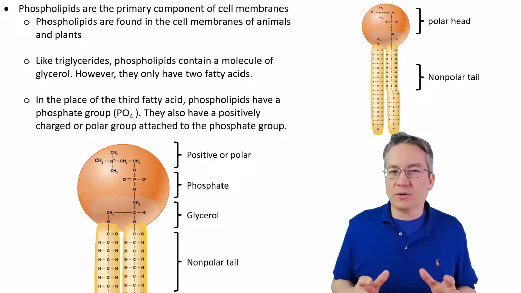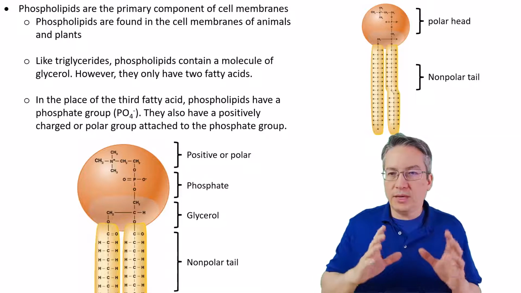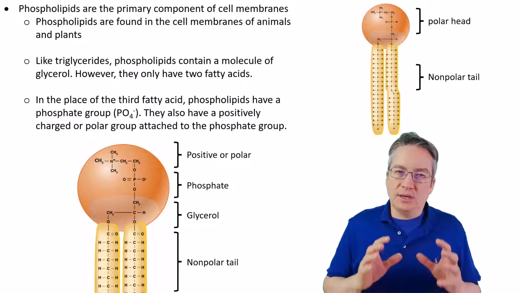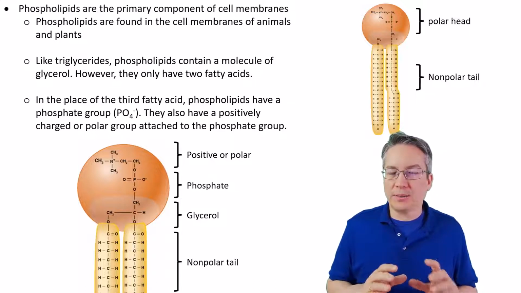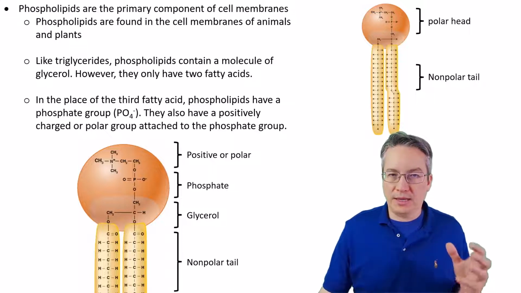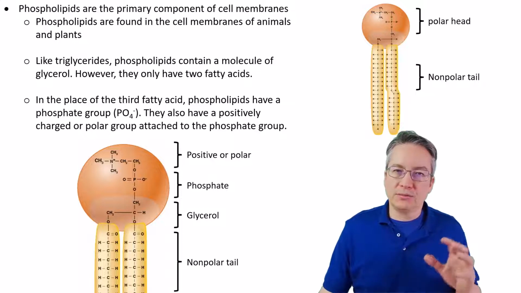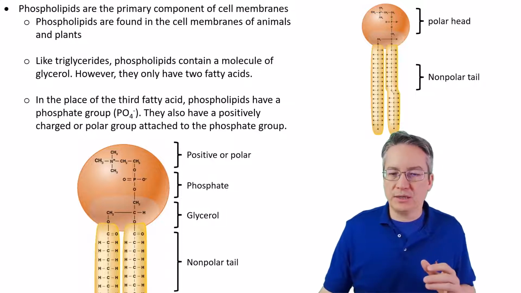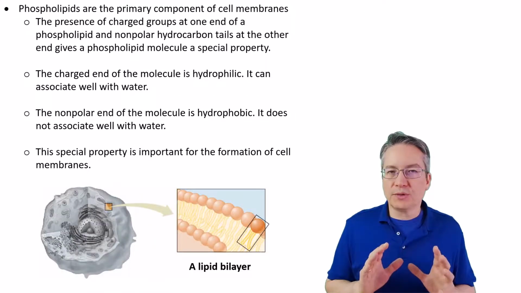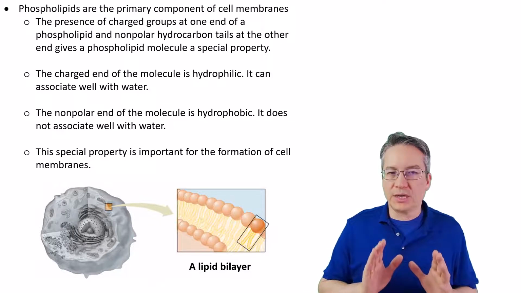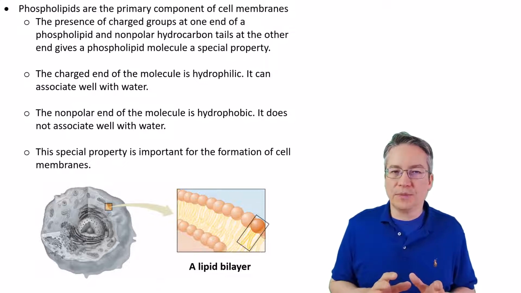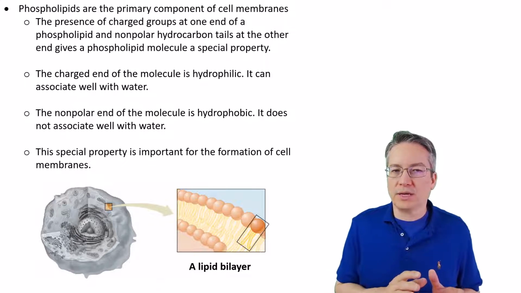So if we look at the overall molecule, which you can see in the diagram above me, we have a polar head and a nonpolar tail. So this gives the phospholipids a very special property. They basically have 2 types of properties. They're attracted to water at the polar head end, and they're attracted to other lipids at the nonpolar end, as we can see here. So this is really important because this chemical property allows these phospholipids to be the primary component of cell membranes.